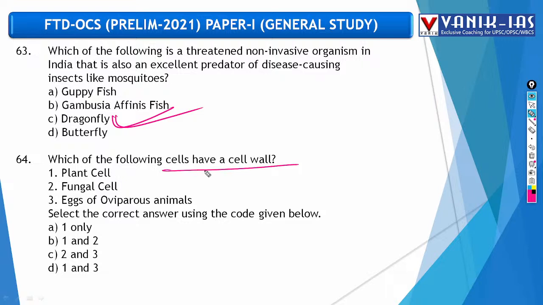Which of the following cells have a cell wall? Plant cell, fungal cell, and eggs of oviparous animals. The cell wall is seen in plant cells and fungal cells. So options 1 and 2 are right regarding cell walls.